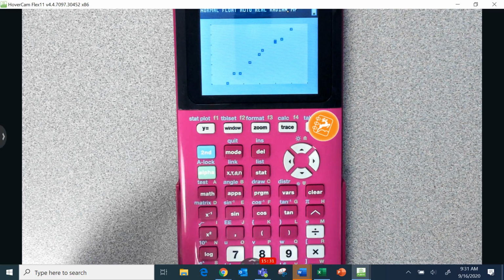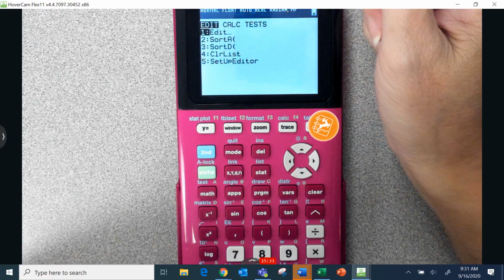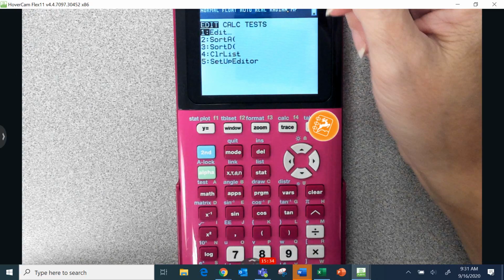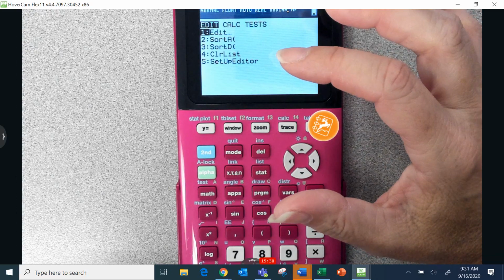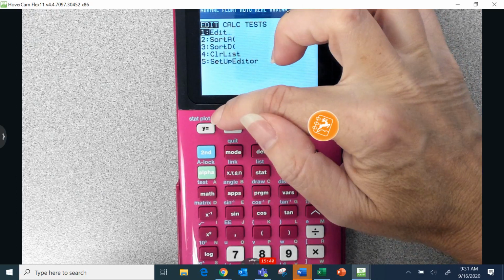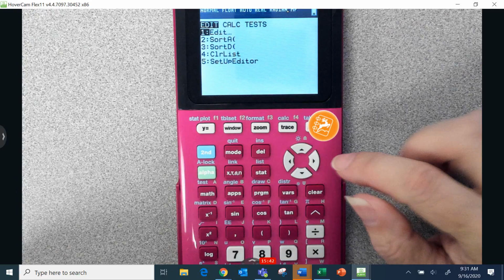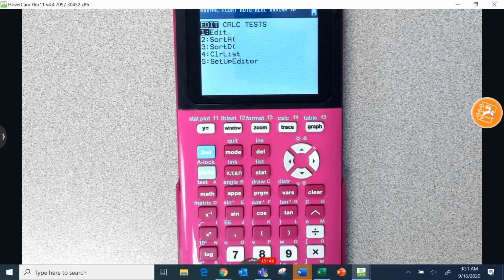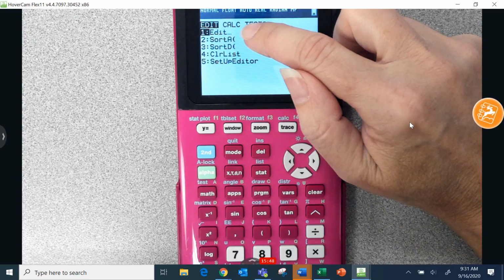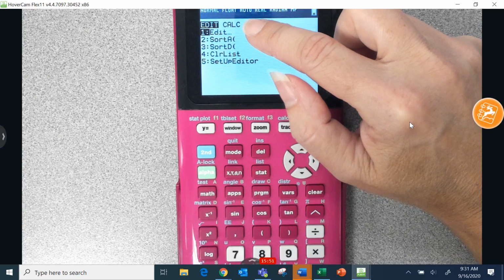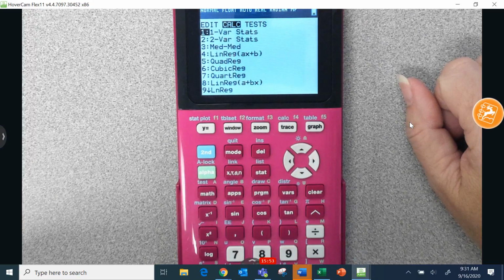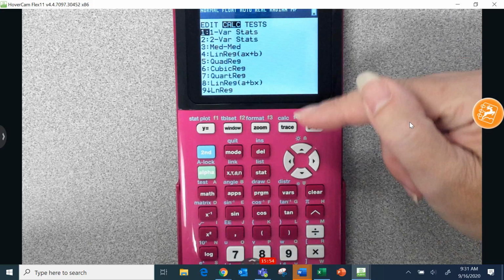So we're going to find the line of best fit. We're going to go back to stat. Remember, stat and stat plot would be where I tell it to graph statistics. I'm going to go back to stat, and I am now going to calculate. I'm going to go over to calculate. I'm going to hit my arrow up.